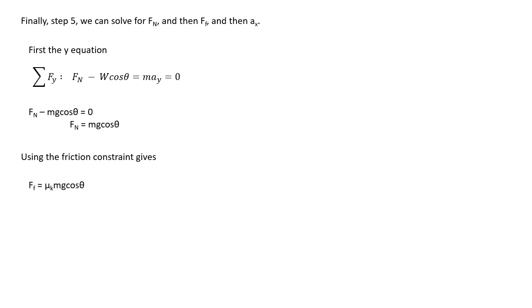Using the frictional constraint, I find that the frictional force is going to be mu sub k mg cosine theta. I've picked mu sub k because I'm going to assume that my object is going to be sliding down the incline. Now I can do the x equation.